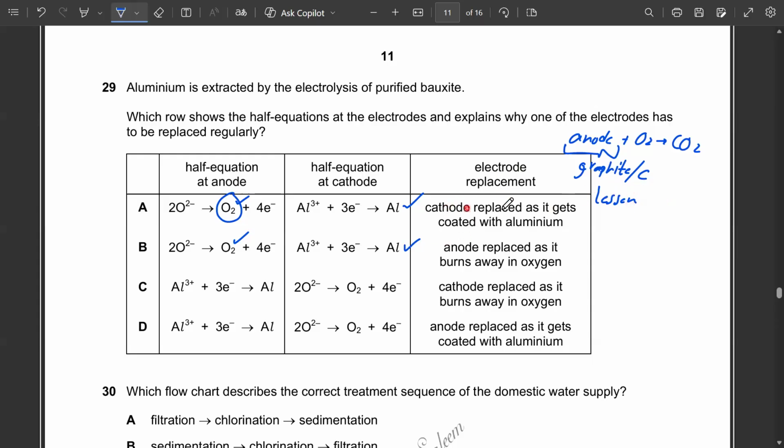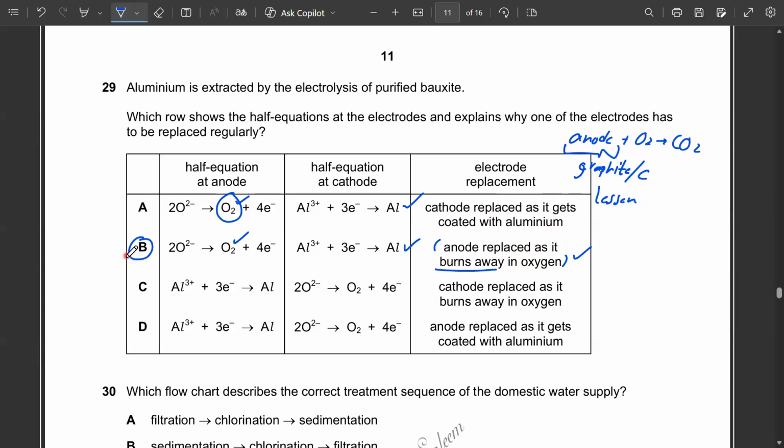So what does it say? Cathode replaced as it gets coated with aluminium? No. Anode replaced as it burns away in oxygen. So that is the correct reason. The anode is burned away because it is a burning process. The anode reaction with oxygen is burning or combustion. So that's the correct option. So that's why B is the correct answer.